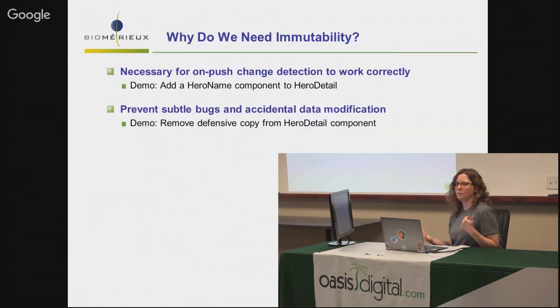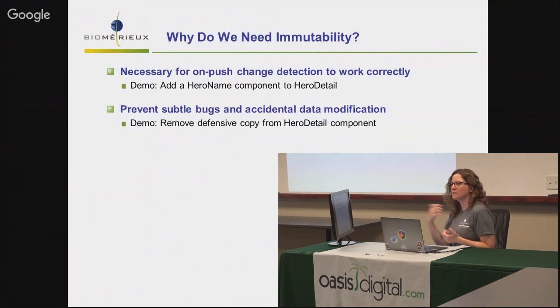So why do we need true immutability? For one thing, we need it for ngrx. We also need it for OnPush change detection to work. So when you change your component to OnPush, Angular is looking to see if your inputs have changed before it redraws the view. And when it does that, it's not doing a deep comparison of the previous object and the new object.